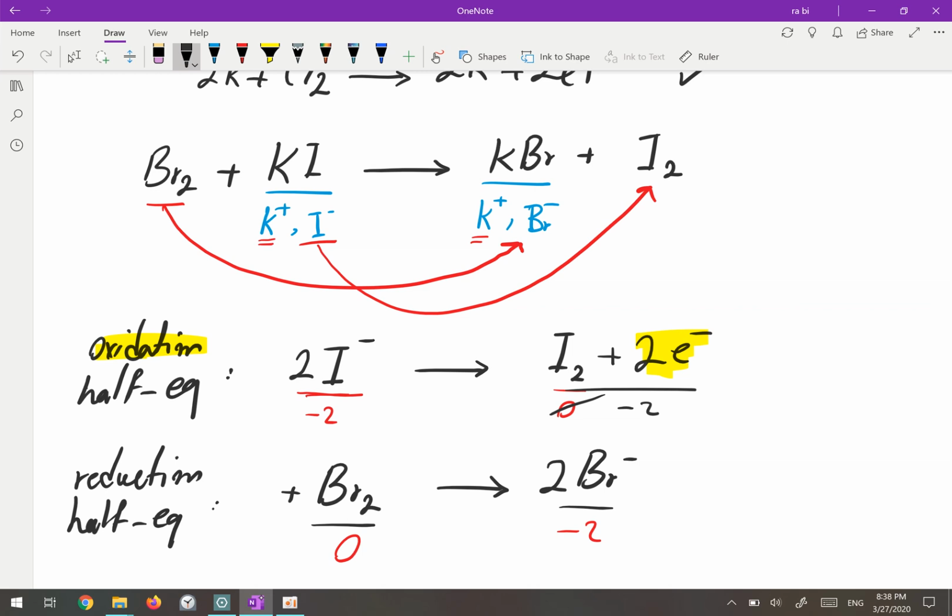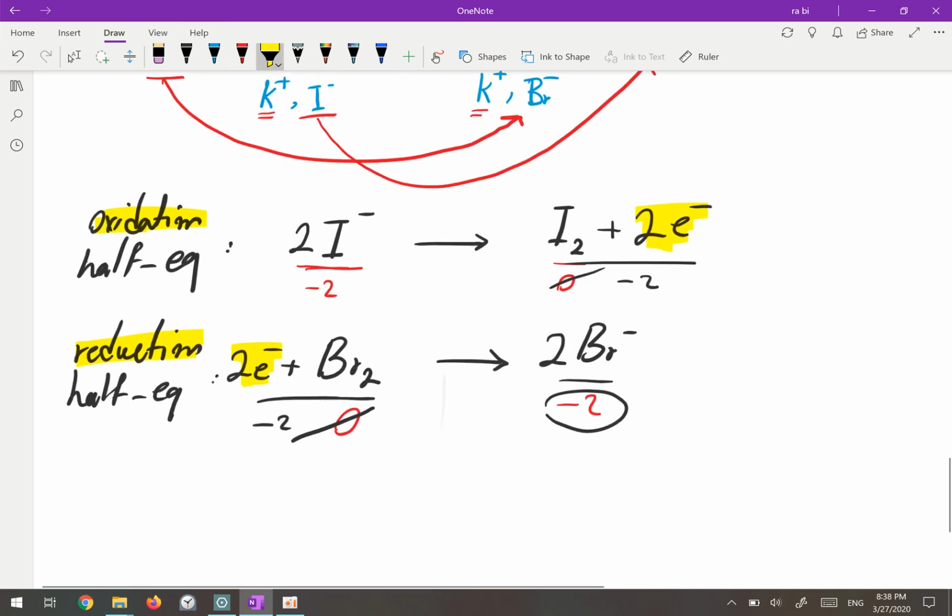How many electrons do I have to add? The charge is negative 2 here. Here it is 0. So if I add 2 electrons, the charge on the left side also becomes negative 2, same as the right side. Again, the electrons appear at the left side of the equation, and it must be like that because we are balancing the reduction half equation. Now, if I add these two balanced equations, I can get a redox reaction.